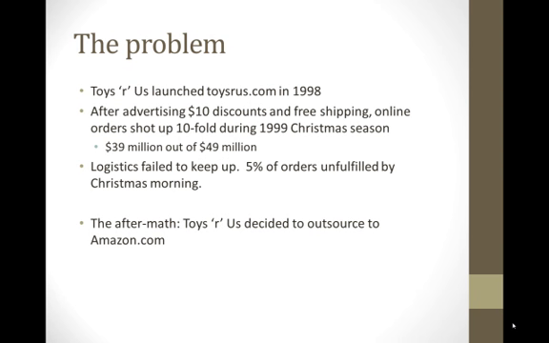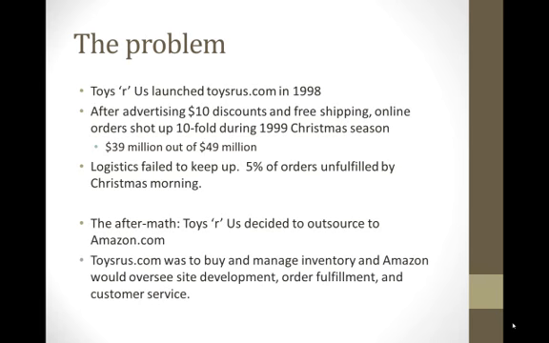Although that relationship eventually broke off, Amazon and Toys R Us had a parting of ways, and not too happily. But this was what, in 2000, Toys R Us had to do. And so for a while, all the toys on Amazon.com were Toys R Us toys. And at least for a couple of years, I think that was true. So Toys R Us.com was to buy and manage the inventory. Amazon would oversee the site development, order fulfillment, and customer service. And like I said, that lasted for a number of years.